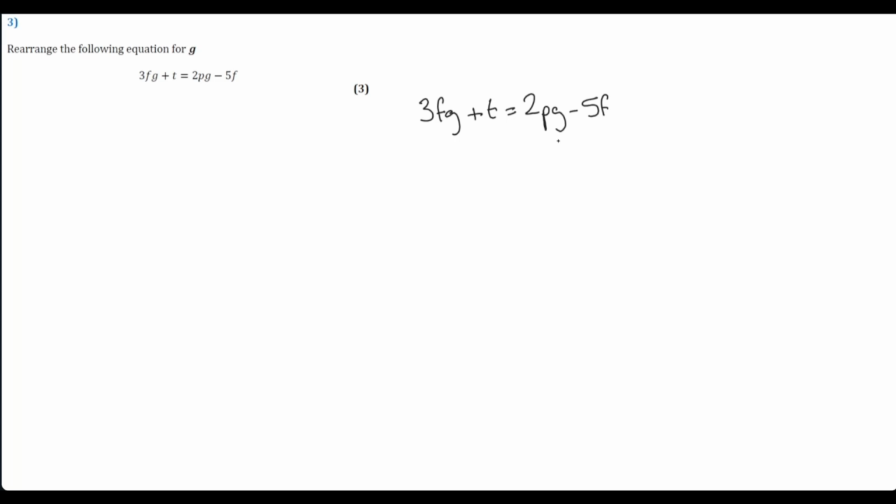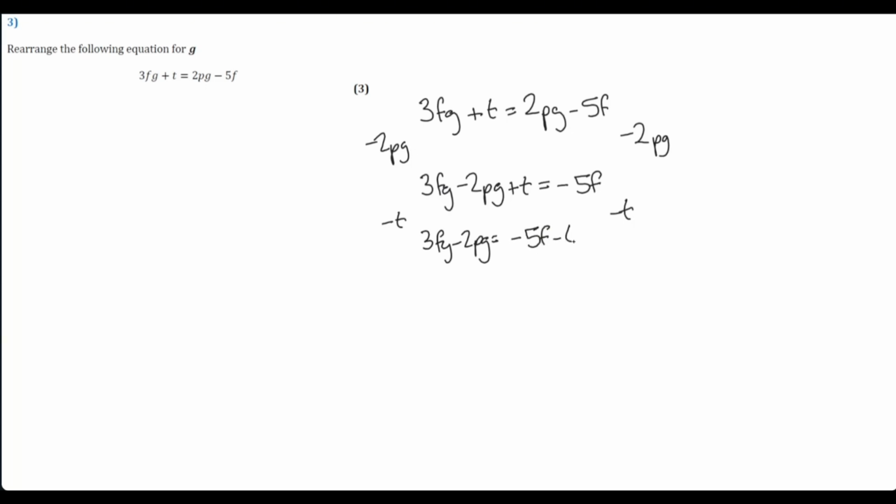So what I want to do is I want to get the g terms onto one side. So I'm going to take away the 2pg. I'm also going to take away the t, but I'll do that the next step actually. So I'm just going to do 3fg, take away 2pg, plus t equals minus 5f. Next step, take away the t, both sides. And this becomes minus 5f minus t.